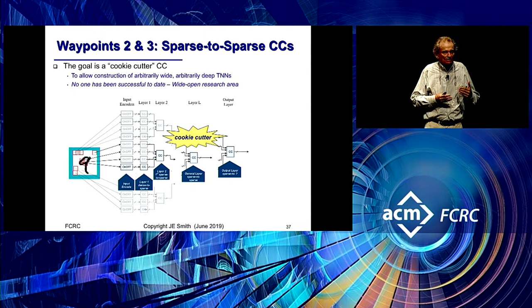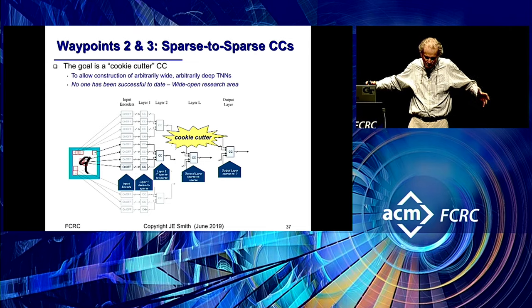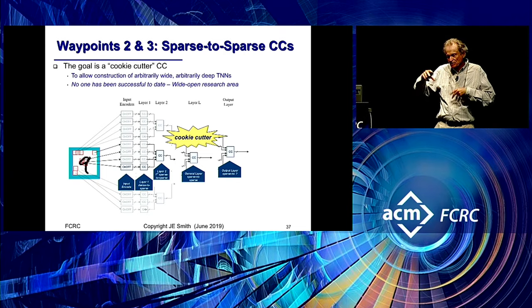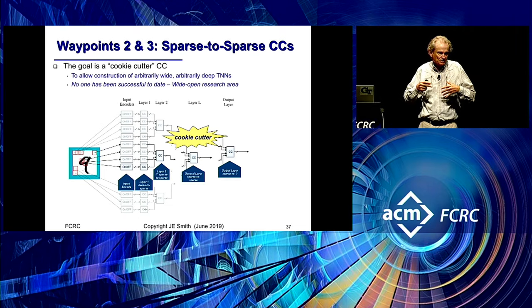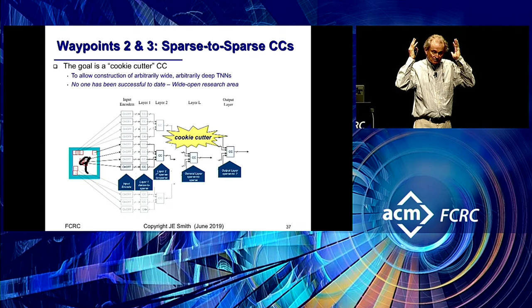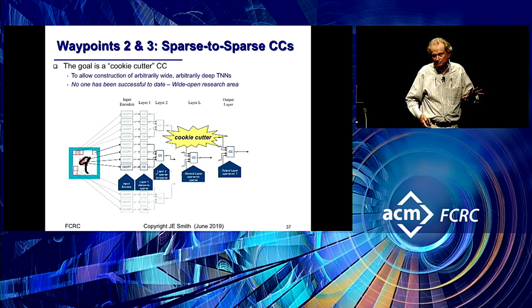What we would really like, though, is what I'm calling a cookie-cutter column. We'd like to be able to take these computational columns, make an arbitrarily deep, arbitrarily wide network, set up the parameters, which is going to have to be done by someone who knows what they're doing, and then turn the thing loose, and it'll do all these wonderful things. This has not been achieved.